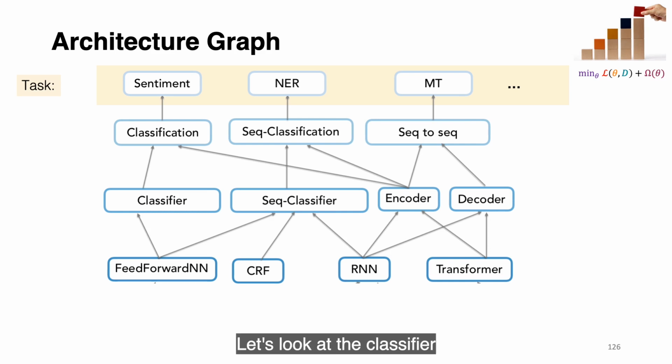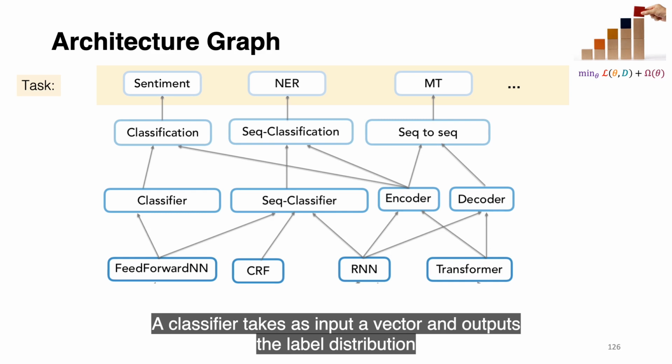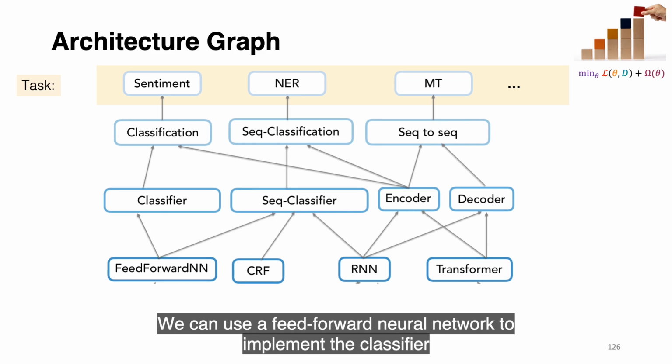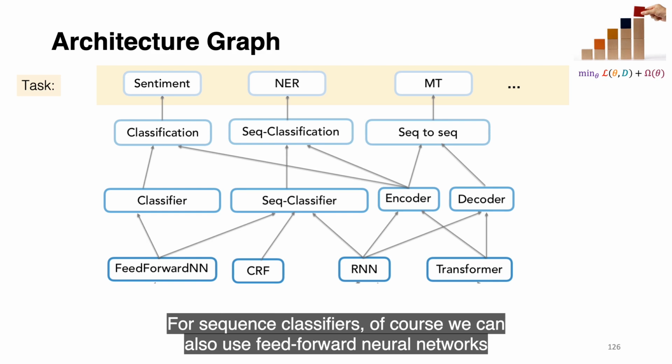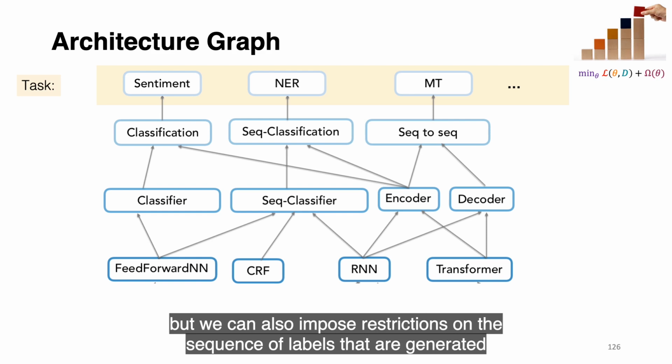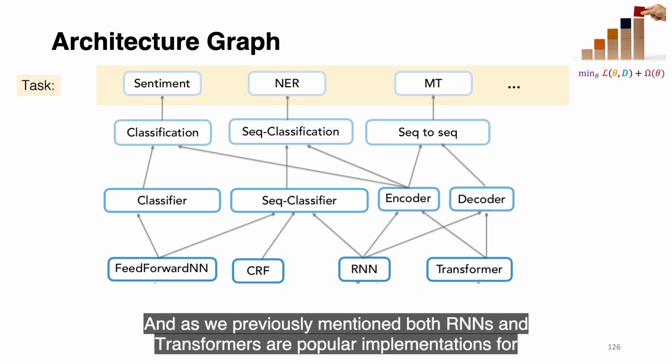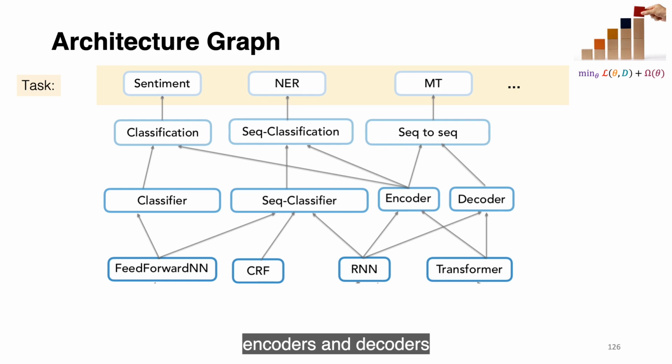Let's look at the classifier. A classifier takes as input a vector and outputs the label distribution. So a feed-forward neural network would be fit for the job. We can use a feed-forward neural network to implement the classifier. For sequence classifiers, of course, we can also use feed-forward neural networks, but we can also impose restrictions on the sequence of labels that are generated, and that can be done using a CRF or an RNN. And as we previously mentioned, both RNNs and transformers are popular implementations for encoders and decoders.